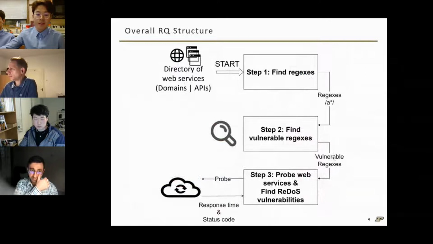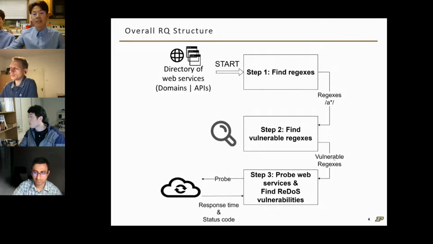So to conduct a ReDoS study in a black box manner, the study is divided into 3 steps. First, we use the 2 approaches to find a list of regexes. Second, we use an off-the-shelf tool to find those regexes that are vulnerable. And third, we probe the web services which use those vulnerable regexes, and we analyze the response time and status code to find ReDoS vulnerabilities. And now, the findings.